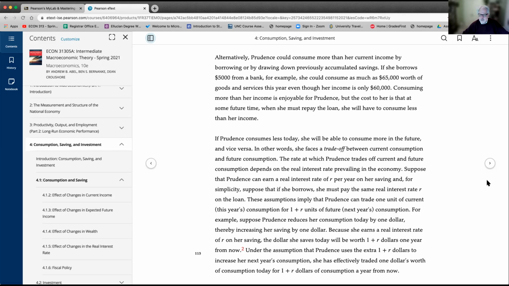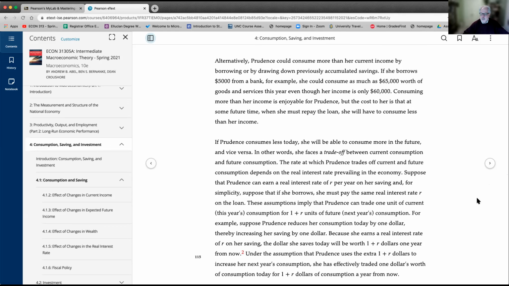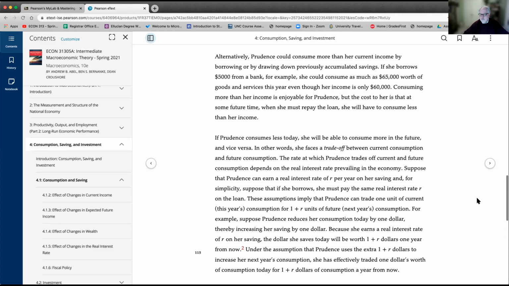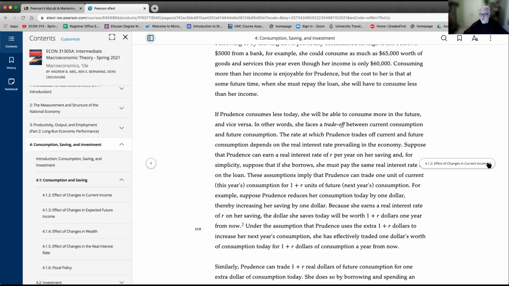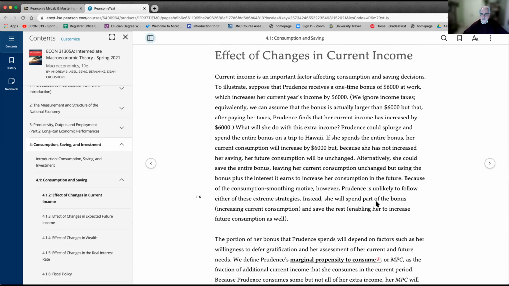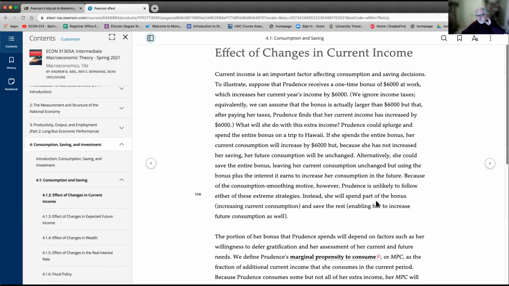And so the real interest rate tells us what the value of that trade-off is. What's it going to cost you, in terms of consumption tomorrow, if you consume more today? It's the interest that you could have gotten had you saved that money. Okay? So that's what happens, and we go through and then ask the question with that kind of framework.